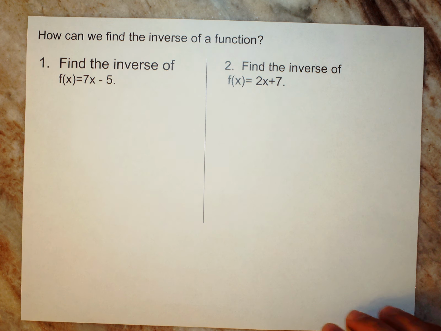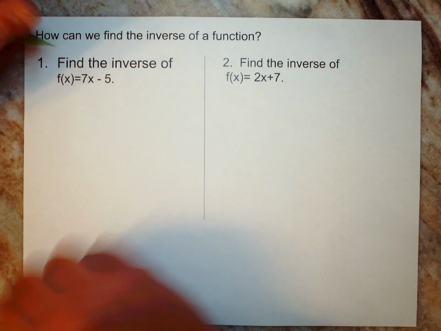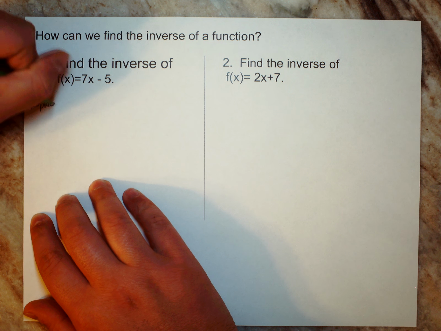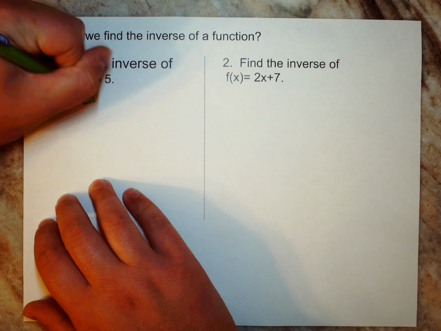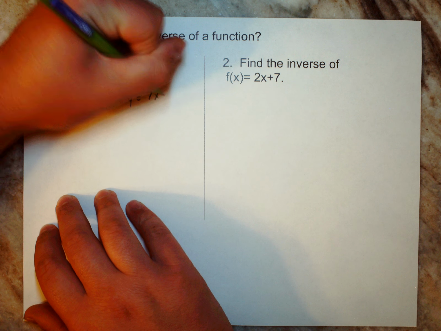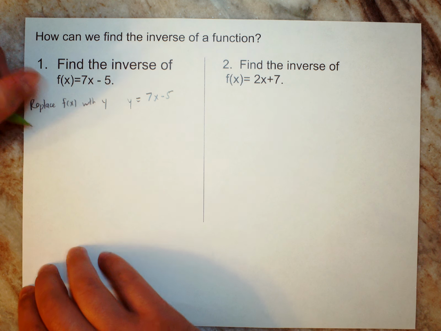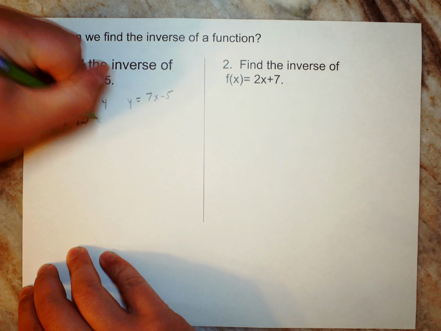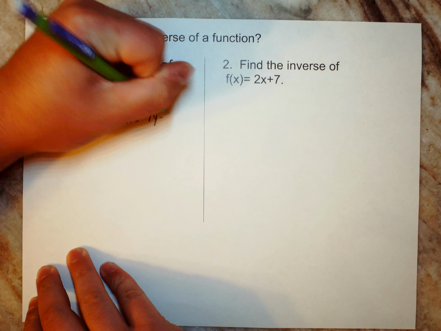All right, how can we find the inverse of a function? So we're going to do it algebraically now. So the first thing you're going to do, I'm going to write the steps. The first thing is we're going to replace f of x with y. So I'm going to write y equals 7x minus 5. Now we are going to switch x and y. So now I'm going to have x equals 7y minus 5.